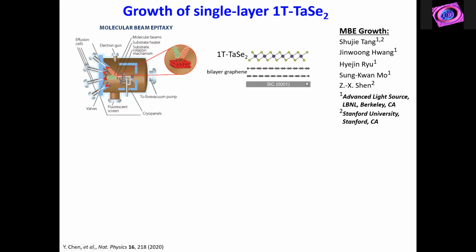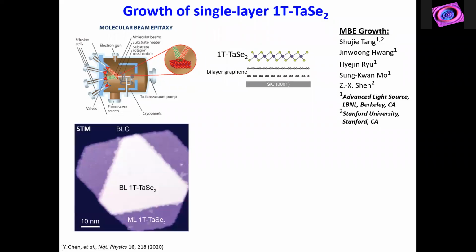And the way they grew them was they took silicon carbide wafers, they heated them up in UHV, then they grew the bilayer graphene, and then they used MBE to grow the single layers of 1T-TaSe2 on top. And then they gave the samples to my group. And in my group, what we did was we looked at them with STM. And here you see a typical STM image. The bilayer graphene is the dark blue on the bottom. The single layer 1T-TaSe2 is here. And in the middle here, you see a bilayer of TaSe2.